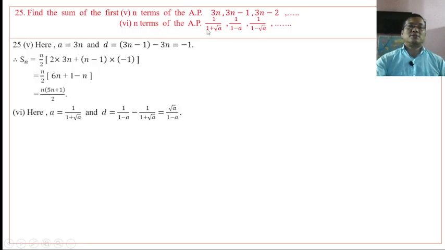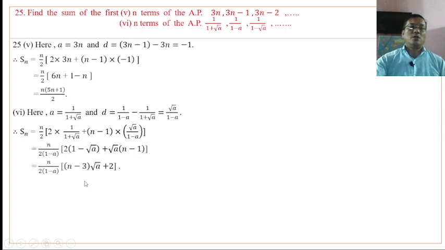Roman number 6, n terms of this AP. Here A, the first term, is 1 by 1 plus root A, and the common difference is second term minus first term, whose subtraction gives root A by 1 minus A. Using Sn, we have n by 2 times twice A, where A is 1 by 1 plus root A, plus n minus 1 times the common difference. Solving, we have this, which is the required sum.